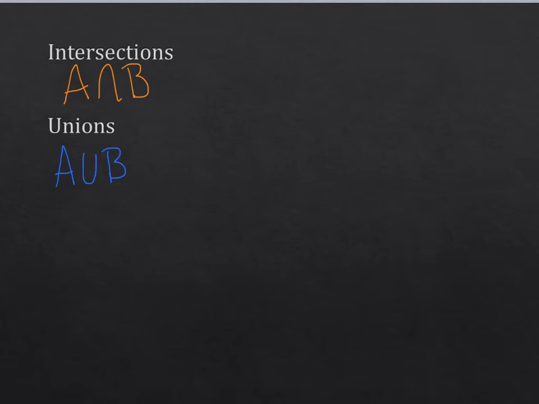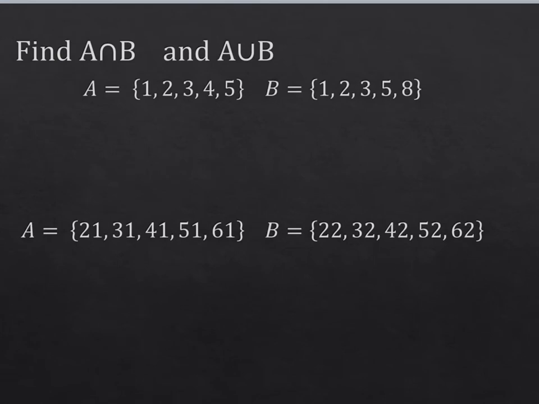Let's look at an example of this. Find A intersection B and A union B for each one of these. Let's make intersections blue and unions orange. Let's start off with the unions. A union B. Remember, this includes everything inside the sets. You usually list them in order from least to greatest. A has 1, 2, 3, 4, and 5. We already have 1, 2, 3, and 5, but we don't have 8, so we need to add that inside the union.